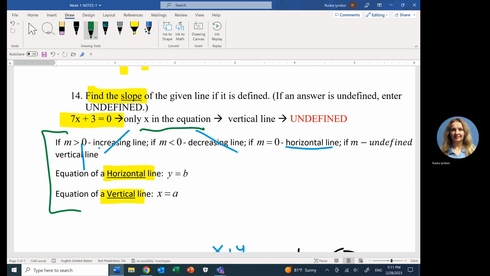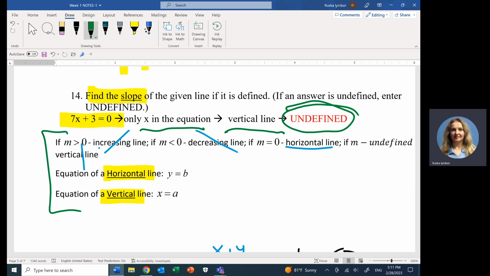There's no y. So that means you have a vertical line, and a vertical line has slope undefined, and that's the answer: undefined. You don't do anything here. You just look at the equation and you know that it's undefined, because it has only x. If the equation has only y, it's going to be horizontal and the slope is going to be 0, just the number 0. But in this case, for number 14, the answer is undefined. So I'm just going to type in undefined. Okay.